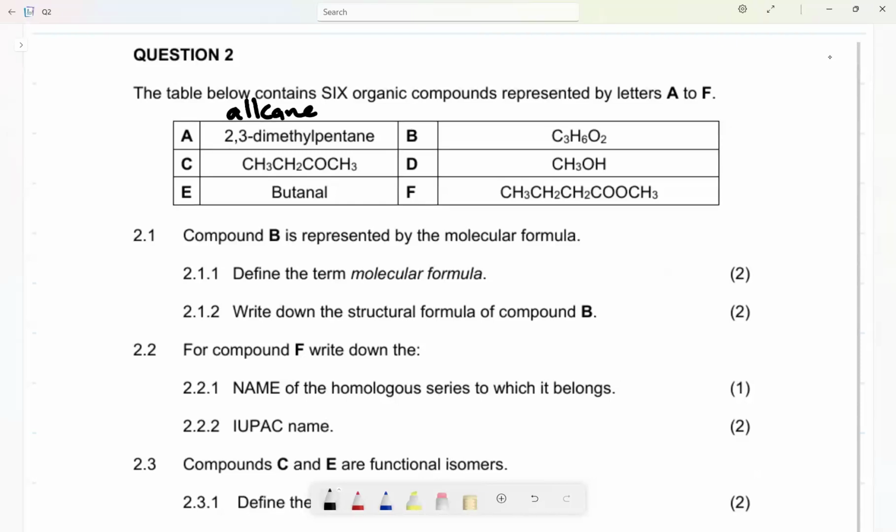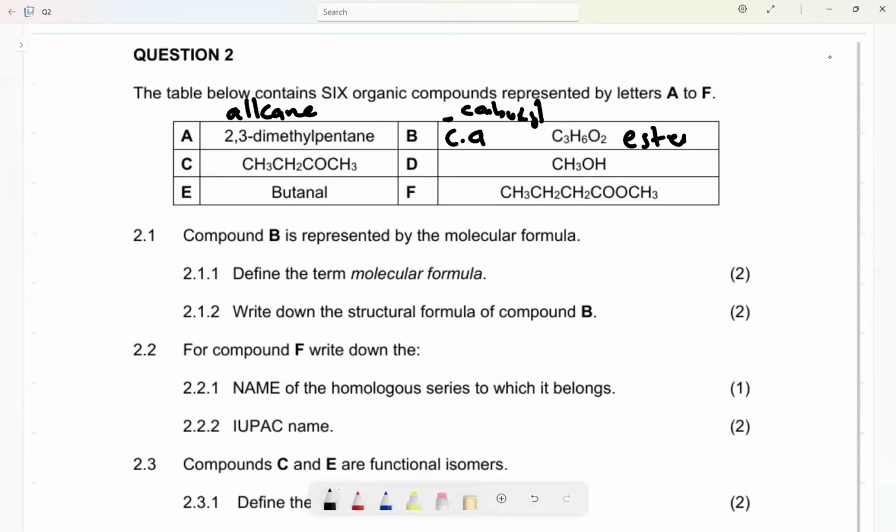C is C3H6O2. This can either be a carboxylic acid or an ester. Why? Because it has a general formula CnH2nO2. If it is an ester, it is like that. If it is a carboxylic acid, it has a carboxyl group. Right? Yes. CH3, CH2, CO, CH3.